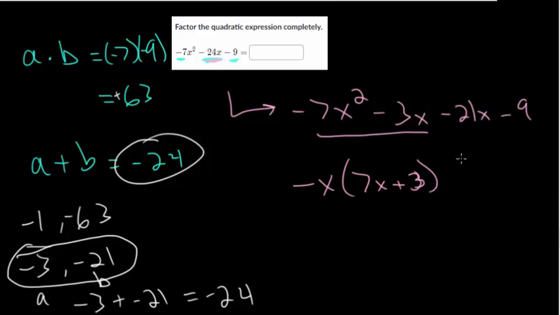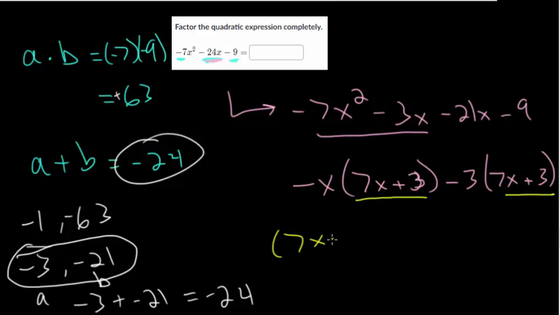And here I'm again going to pull out a negative, and it looks like the number 3 would divide into both of those. And so here I'd be left with a 7x, and here I'd be left with positive 3. And since we ended up with the same expression in both terms here, we can factor that out. So I'll factor out the 7x plus 3 from this term and this term. And here I'm left with -x, and here I'm left with -3.